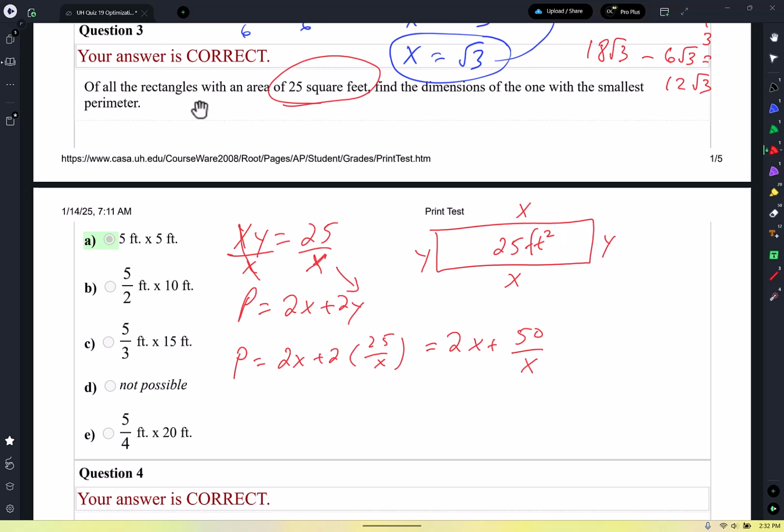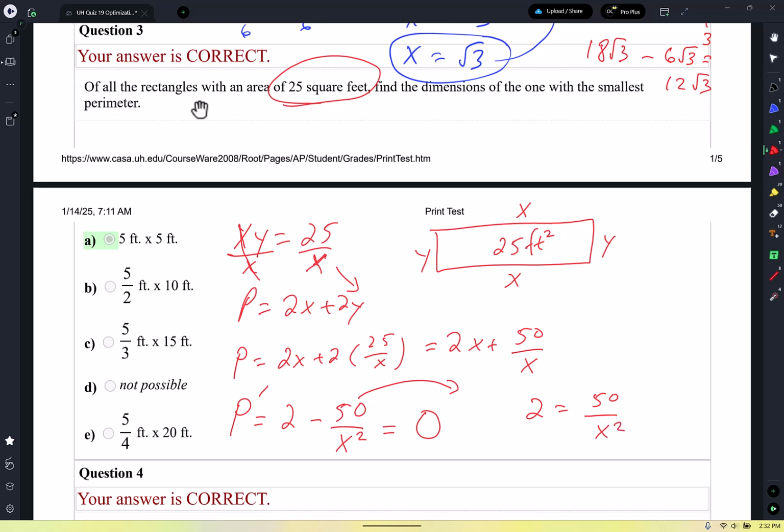Now I'm going to take a derivative. P prime equals 2. Remember, that's 50 x to the negative 1. Negative 1 times 50 is a negative 50. And then I'm going to subtract 1. So that's x to the negative 2, which is the same thing as saying 50 over x squared. And I'm going to set that derivative equal to 0. Now it becomes a game of algebra, kind of. So you just move the 50 over x squared to the right. 2 equals 50 over x squared.